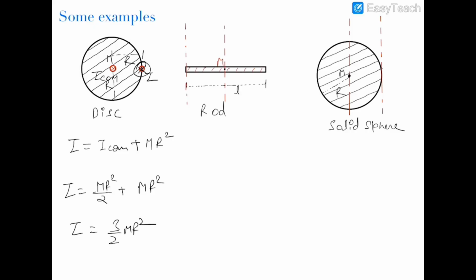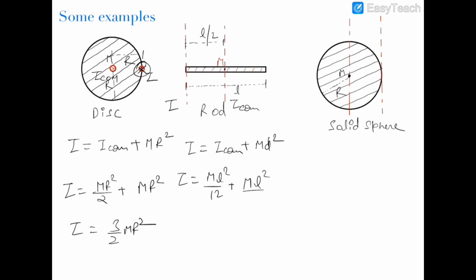Now in the second case, there is a rod, and we have to find out the moment of inertia of this rod about this axis. We know that the moment of inertia of the rod about its center of mass is ml²/12. So we can write that I is equal to I_COM plus md². Now I is equal to I_COM, which is ml²/12, plus m, and d is the distance between these two axes, which is equal to L/2. So this is ml²/4. So the moment of inertia of this rod about this axis, which is passing through its corner, is ml²/3.